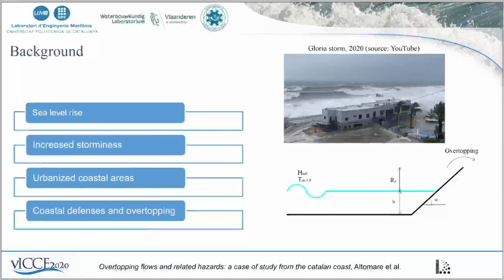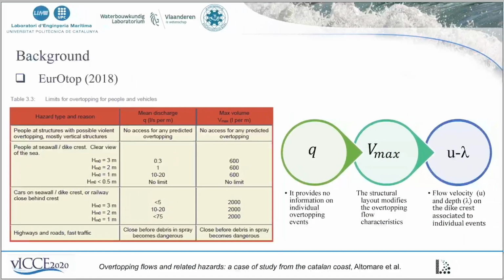So the point is, we should upgrade the criteria that we use for the design of our coastal structures, also to consider the effect of these climate change scenarios. To do that, we start to look at what is proposed in the EurOtop manual, which is a very well-known and one of the most referenced works in overtopping worldwide.